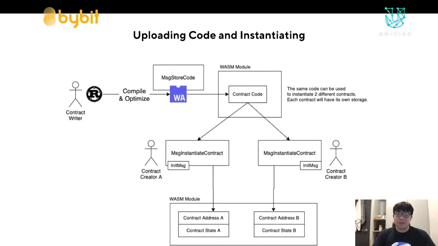For example, there can be many contracts that use the same code, such as one ERC20 token code being used by multiple ERC20 implementations. So here we see the same code being used in two different contracts by contract creator A and contract creator B, each with their own init message, which customizes the contract. And then the module assigns a different contract address to each contract that has been created, as well as the contract's own private state.